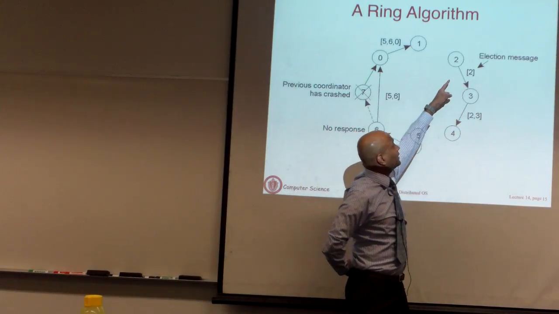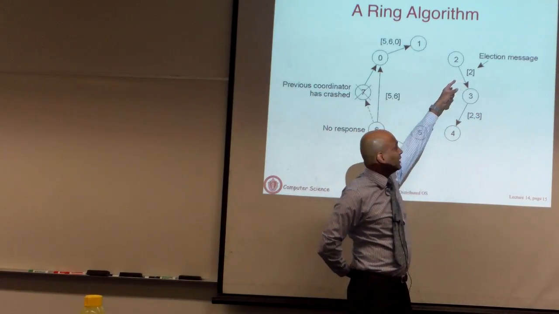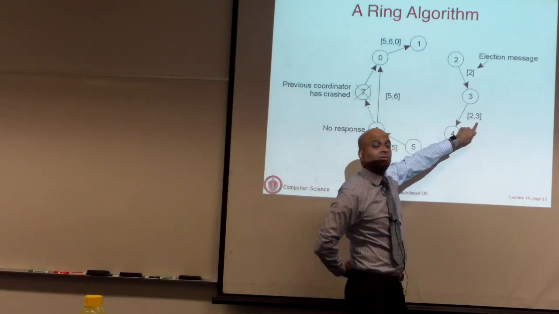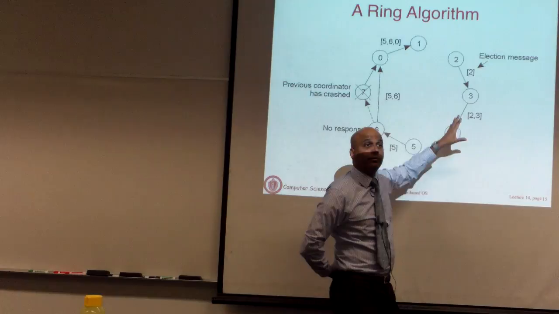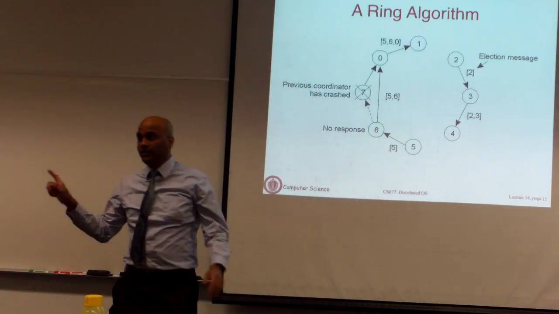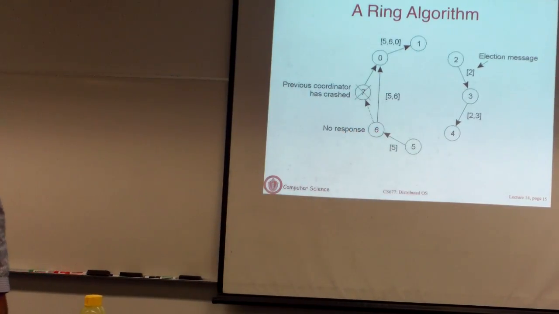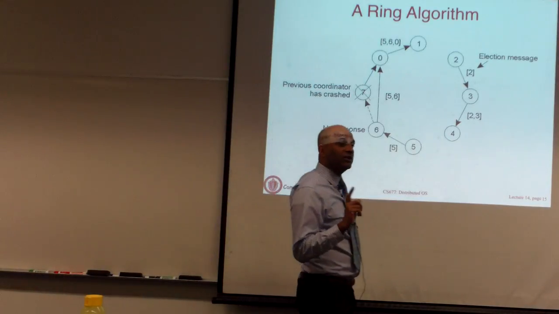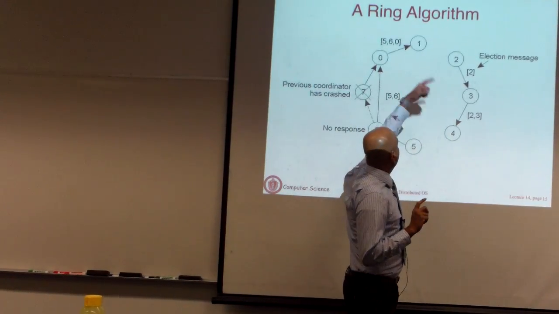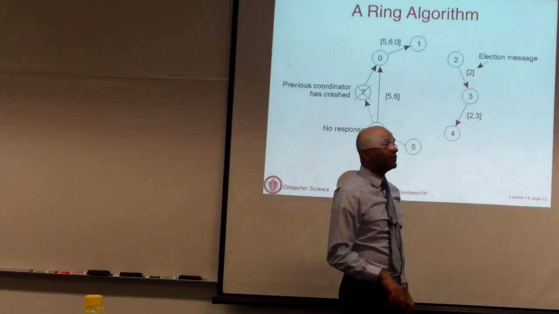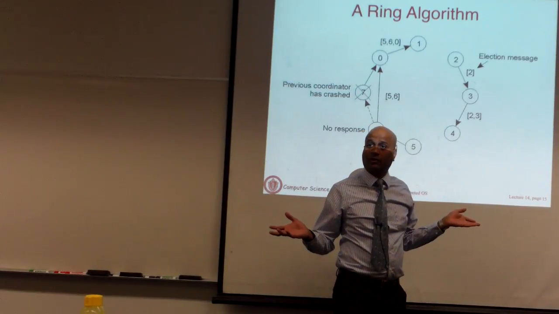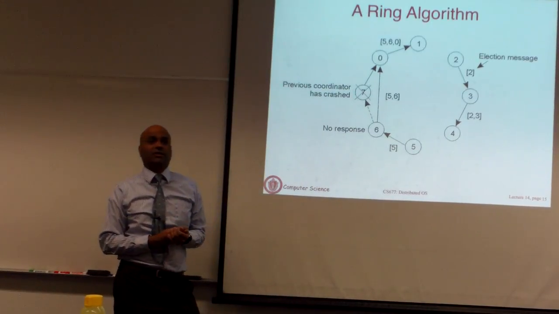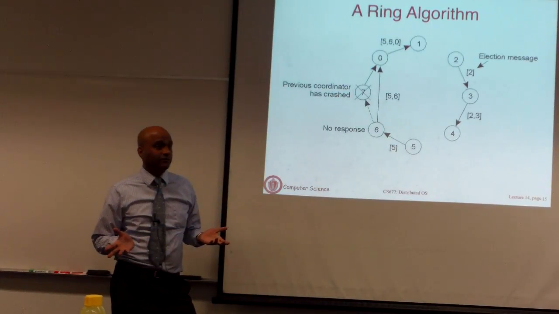And here's a second election that is started by 2, where the same thing is happening. 2 has sent a message to 3, and then 3 has stuck its ID and it's sending it along. Now both of those elections will cause the message to circulate through the ring. And when it comes back to the originator, meaning that message here comes back to 5, it will have a list of all IDs of processes that are up, and it will simply say 6 is the highest one among them, and you pick 6.